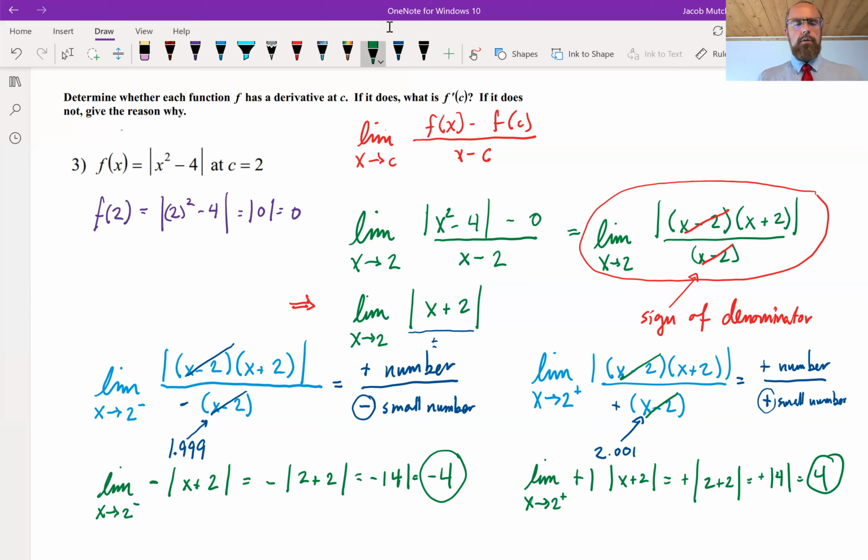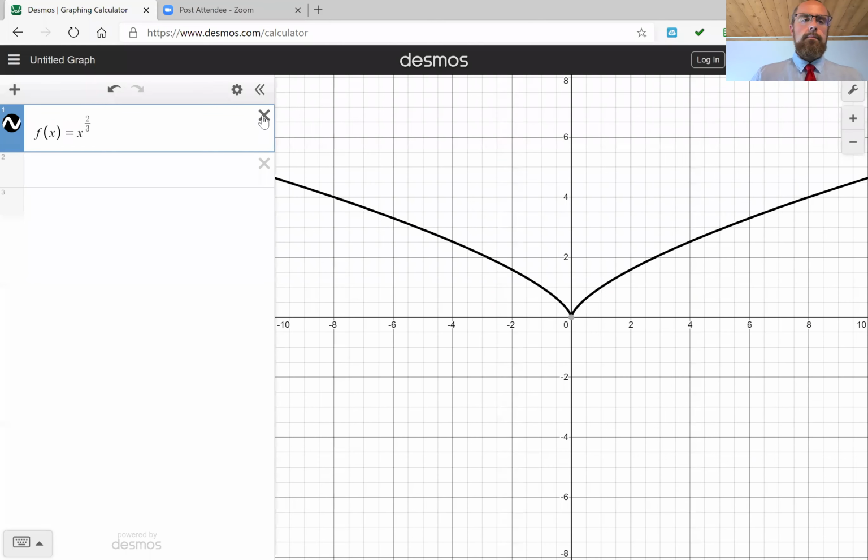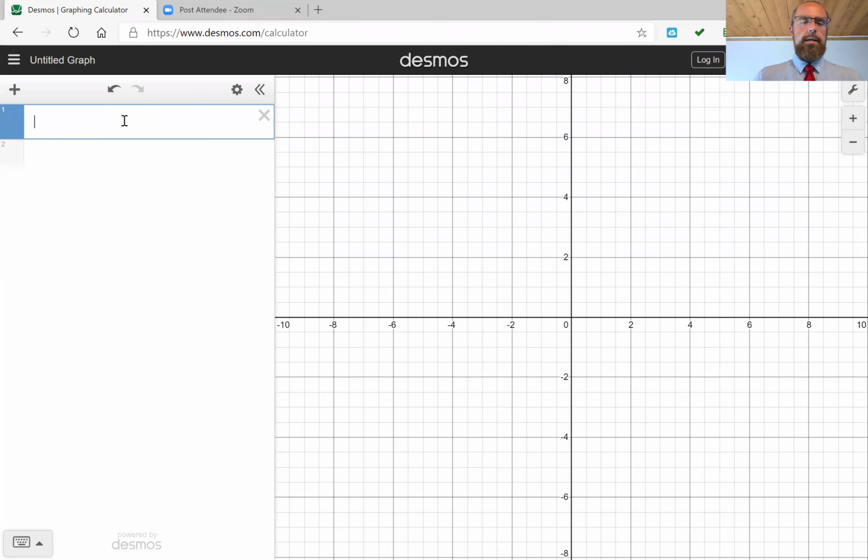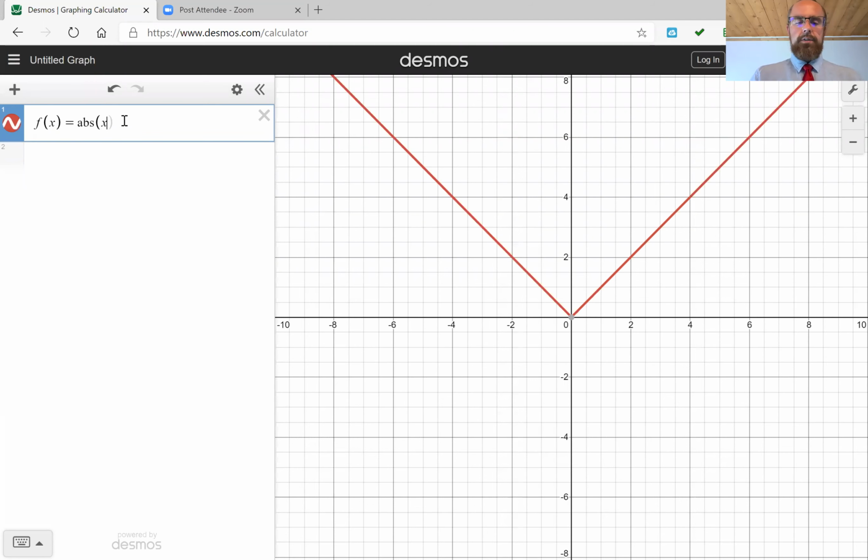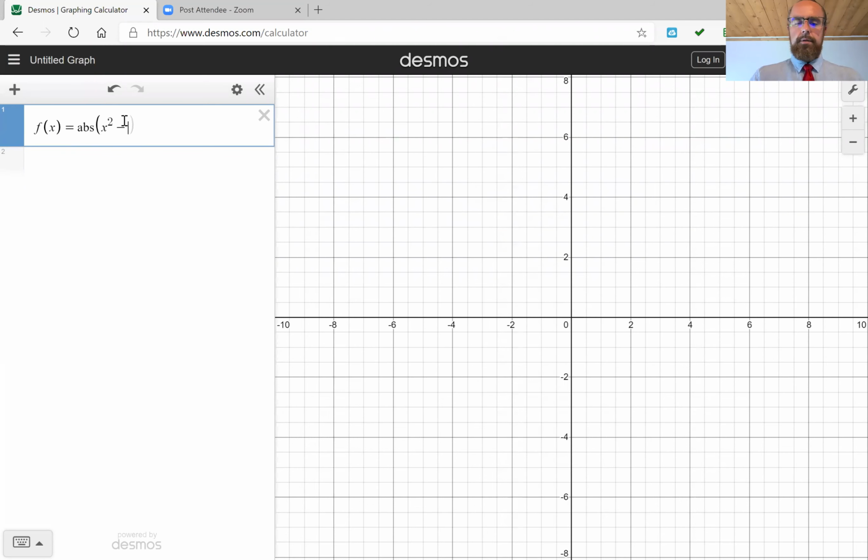Let's check on the graph to make sure that that corresponds with what we're seeing on the graph at the x value of 2. So we'll show the view on Desmos here, and enter that function. So f of x equals absolute value of x squared minus 4.